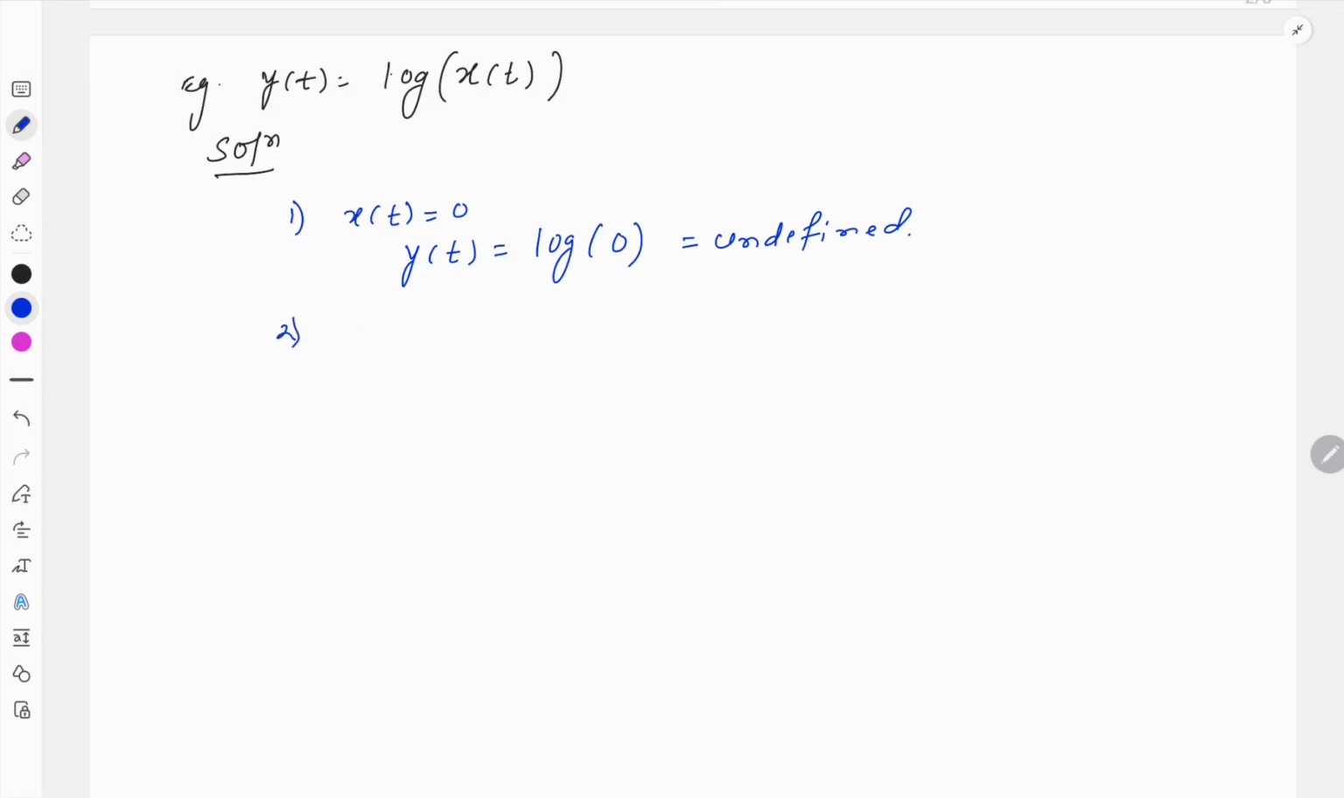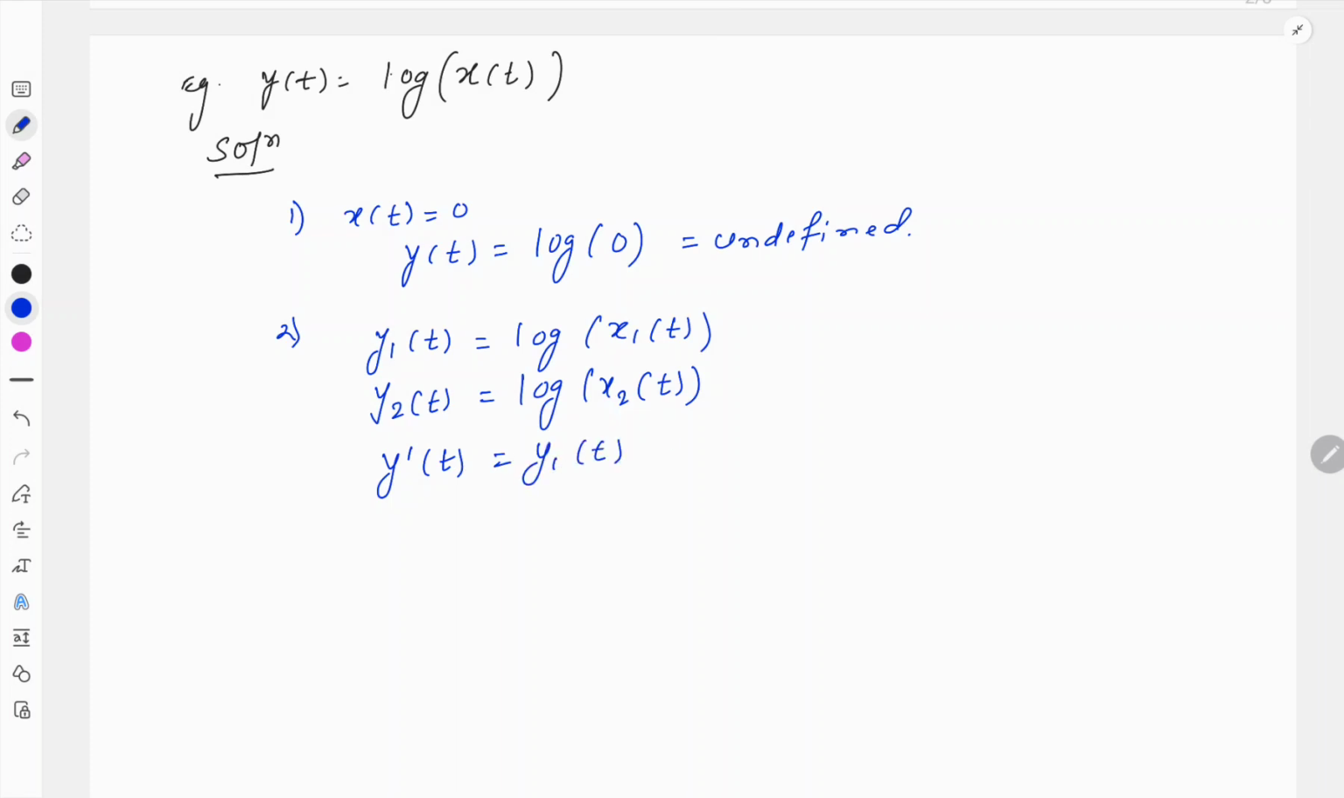In the second step, we need to apply x1 and x2 separately to get y1 and y2. If I apply x1, I will get y1 of t equal to log of x1 of t. Similarly, y2 of t equal to log of x2 of t, and y dash of t is equal to y1 of t plus y2 of t. So y dash of t is equal to log of x1 of t plus log of x2 of t.